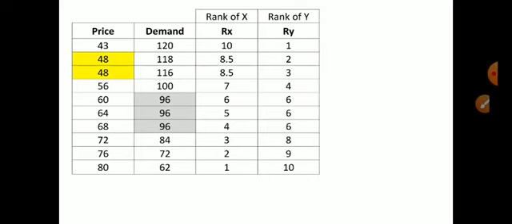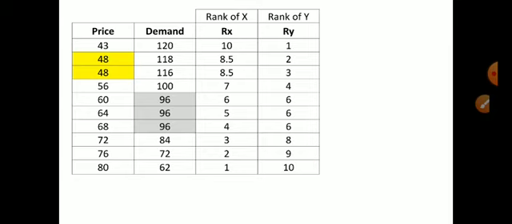Check it out. See here, we have assigned 120 the first rank, 118 the second rank, 116 the third rank, 100 the fourth rank. But for the fifth, sixth and seventh ranks, we are getting an overlapping of ranks. That's why we have taken the arithmetic mean. The arithmetic mean is 6, so we are going to give the rank as 6, 6 and 6 in each case. The next ranks will be 8, 9 and 10. That is what we have assigned.